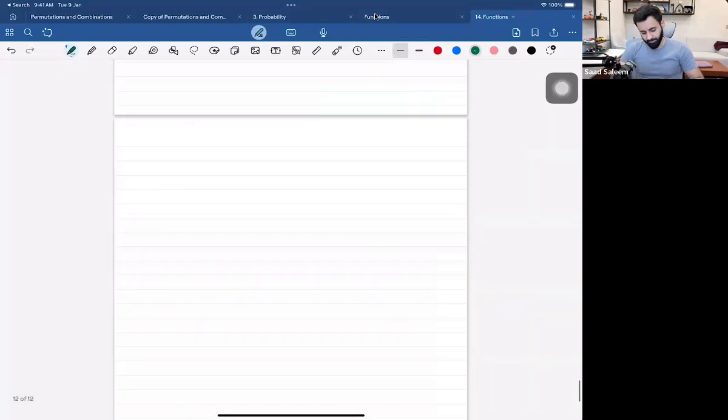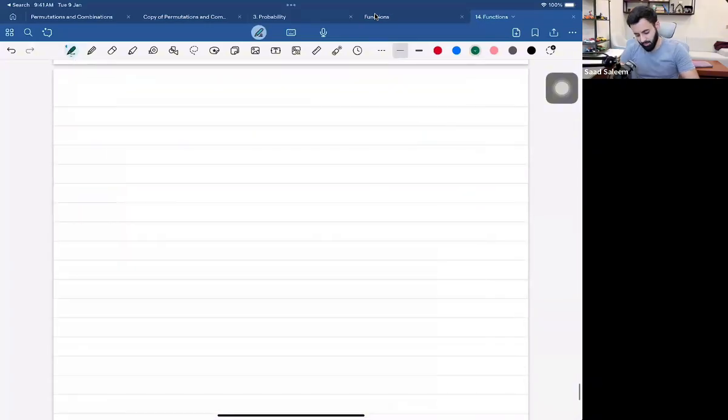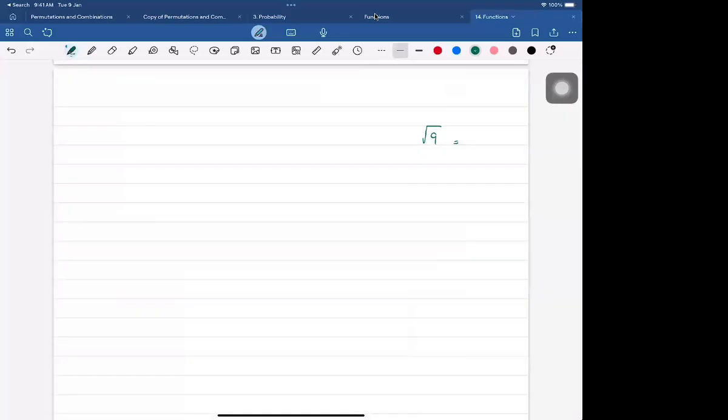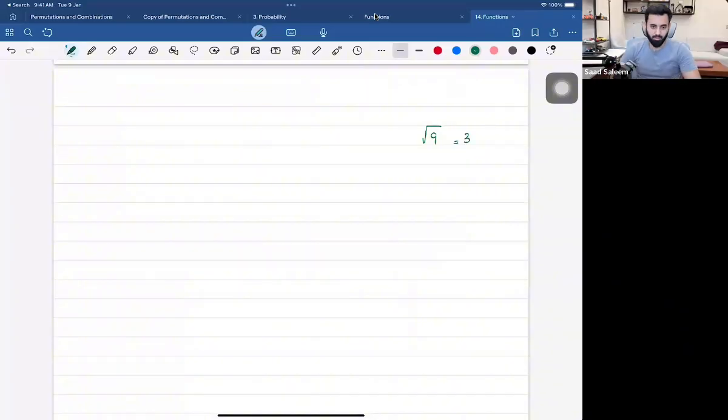Let's say we're figuring out the square root of 9. What's the answer going to be? Is it going to be 3, minus 3, or plus minus 3? What do you think? Let me explain this. Plus minus 3? No, it's just 3.